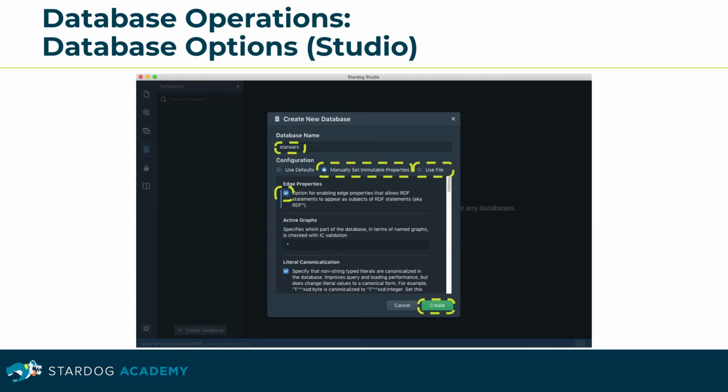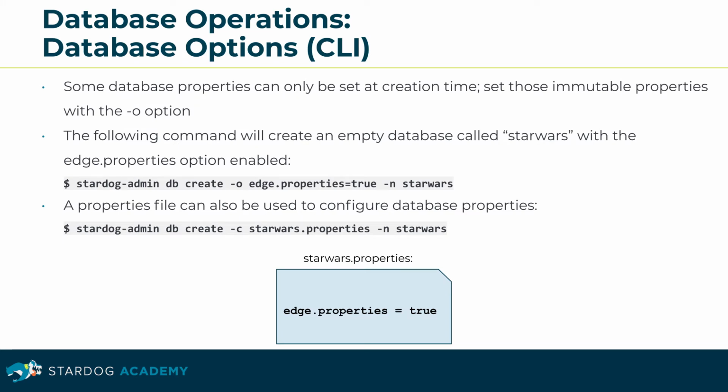Alternatively, a properties file can also be used to configure database properties. Click the Use File radio button on the right. Once the properties are configured as desired, click the green Create button. In the command line interface, immutable properties can be set with the -O option. To create an empty database called Star Wars with the edge.properties option enabled, use the command stardog admin db create -O edge.properties=true -n Star Wars.